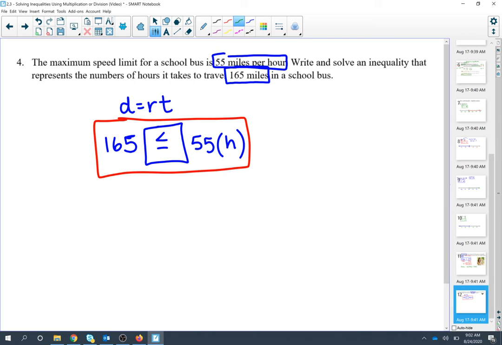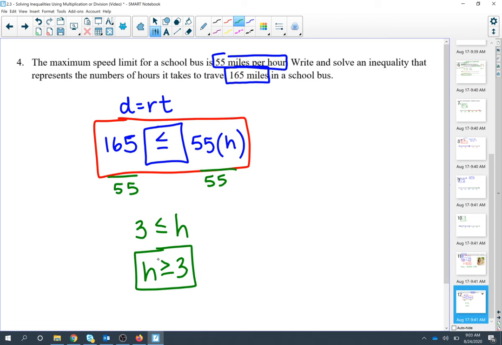Now I'm going to solve that inequality for how many hours it's going to take us to do that. So I'm going to divide both sides by 55. 165 divided by 55 is 3. This is a positive 55, so we leave our inequality sign the same direction. 55's cancel, and we're left with h. If I rewrite that, h, and then I'll switch my inequality sign along with it, meaning the hours that we traveled has to be greater than or equal to 3, which means it's going to take us at least 3 hours to travel 165 miles.